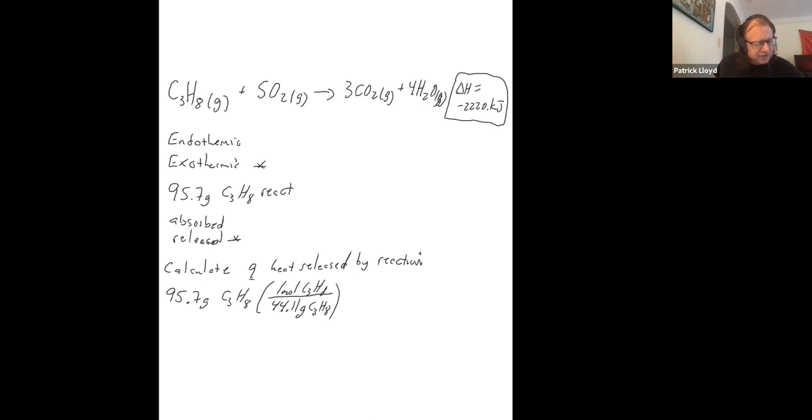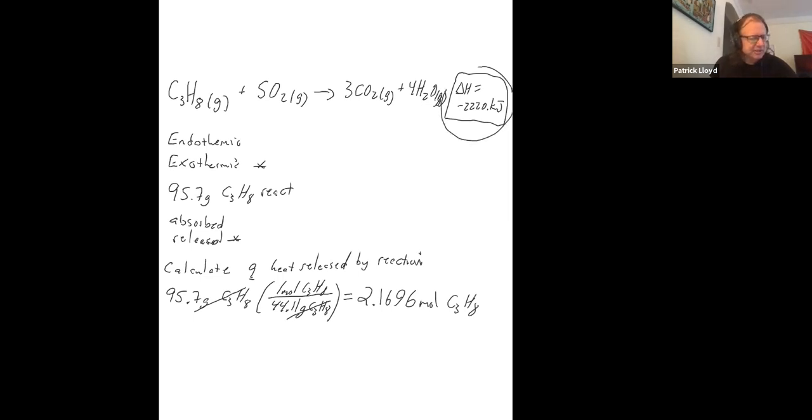Okay, so what that's going to do is give you the number of moles, right? You divide by the molar mass to get the number of moles of the substance that you're interested in. So 95 divided by 44, well, 2 times 44 is 88. So it's a little more than 2. You have a little more than 2 moles. So 95.7 divided by 44.11. Yeah, a little more. So 2.1696 moles of C3H8.